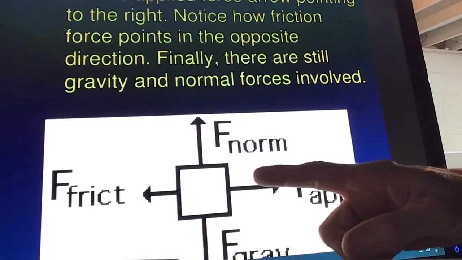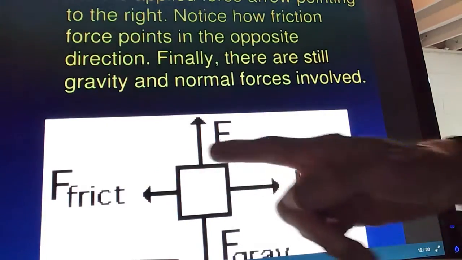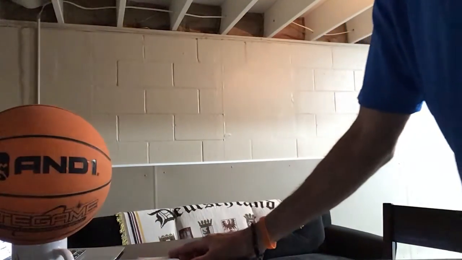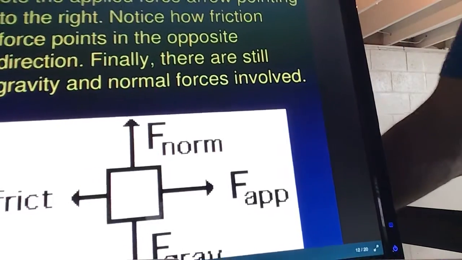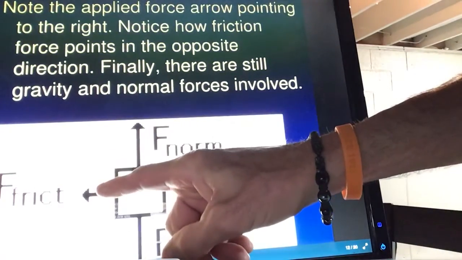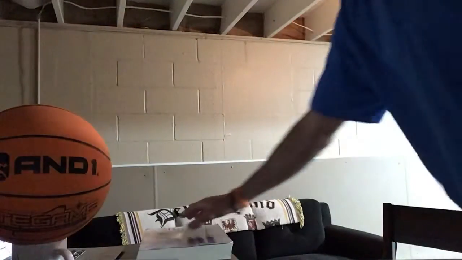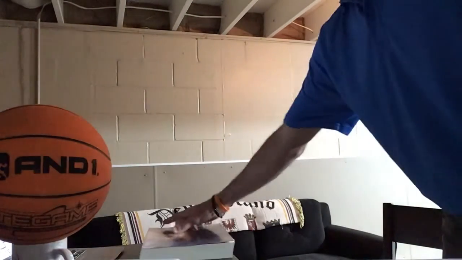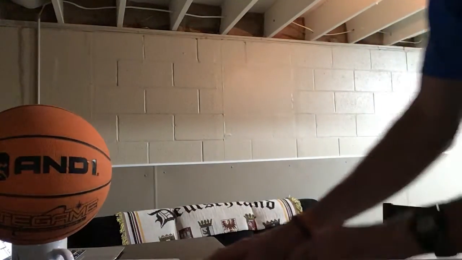Now here's what I mean by the vector or the arrow being longer than this one. If these were equal length, that would tell me that the book's being moved at a constant speed. But the applied force is longer, right? There's more applied force compared to frictional force. So this tells me that this book is moving to the right, but accelerating. Speeding up. Not moving at a nice constant speed, but it is accelerating.